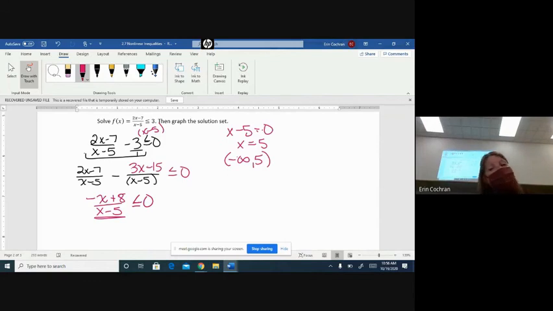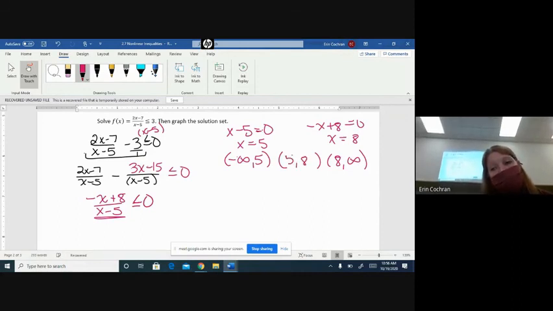Then we look at the numerator. So -x plus 8 is equal to 0. So x would equal, I don't know why I hesitated for a second. X would equal 8. Yep. So that would be 8 to positive infinity. And what's my middle interval? 5 to 8. Okay with that?